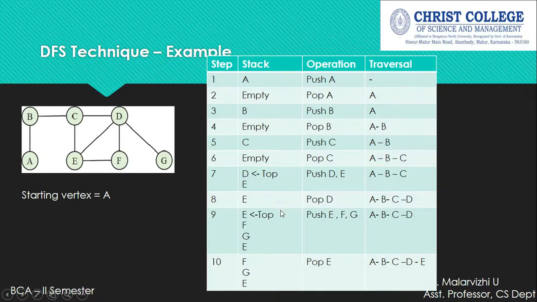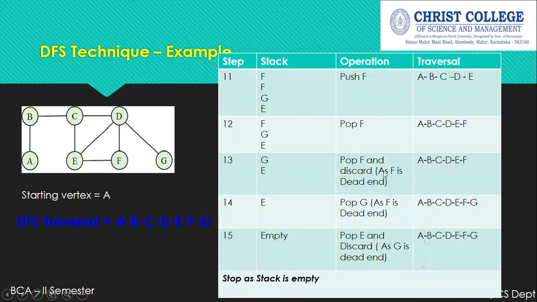Okay. So the next step, so E is there on the top. Sorry, E is already there in the stack. So the adjacent unvisited vertexes of D are E, F and G. So E, F and G are already pushed. So this is the element E which is already there in the stack. E, F, G is pushed now. Okay. So the next step, we are going to pop the stack now. So the element which is there on the top will be popped. So it is added to the traversal. So A, B, C, D, E is traversed so far.